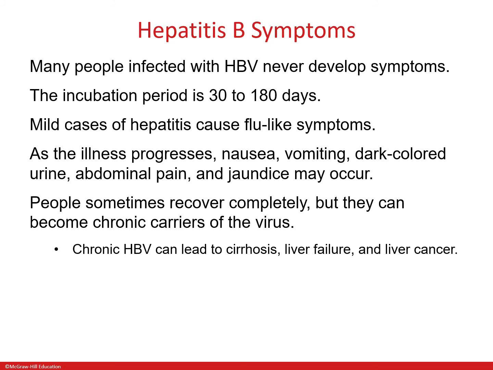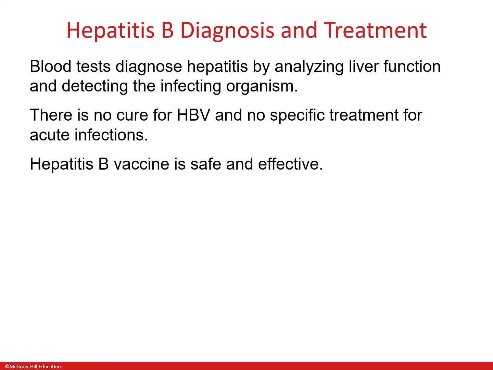Some chronic carriers remain asymptomatic, while others develop chronic liver disease. Chronic hepatitis can cause cirrhosis, liver failure, and a deadly form of liver cancer. In 2014, approximately 1,800 Americans died from hepatitis B. Worldwide, the annual death toll from hepatitis B is almost 800,000. Blood tests can diagnose hepatitis by analyzing liver function and detecting the infecting organism. There is no cure for hepatitis B and no specific treatment for acute infections. Antiviral drugs and immune system modulators may be used for chronic HBV infection to help delay or reverse liver damage.